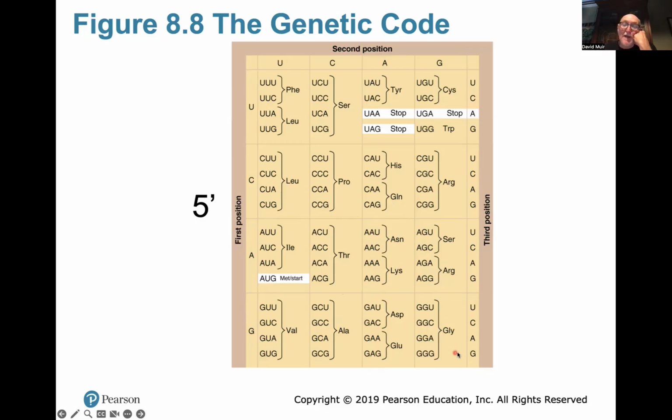So apart from that, there's a couple of other things to note. The first thing is this one here. This one is AUG, and this is 5 prime AUG. 5 prime AUG is a tremendously important codon because it codes for methionine, which is very common in polypeptides. It occurs all the way through polypeptides. But it is also the codon for start.